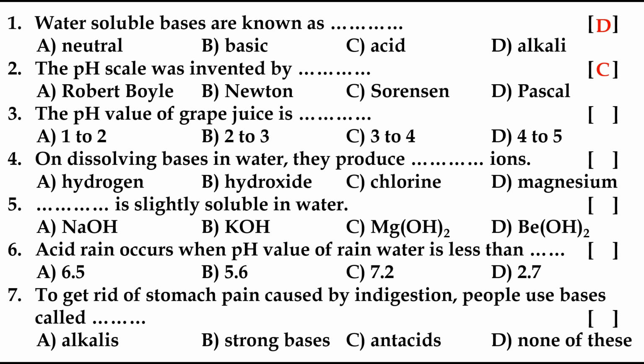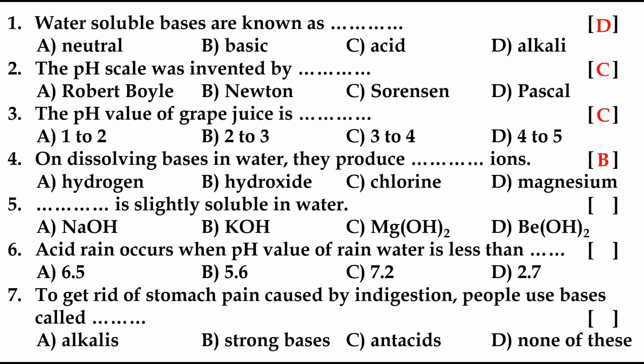Third bit, the pH value of grape juice is dash. A. 1 to 2, B. 2 to 3, C. 3 to 4, D. 4 to 5. Answer is option C, 3 to 4. Fourth one, on dissolving bases in water, they produce dash ions. A. Hydrogen, B. Hydroxide, C. Chlorine, D. Magnesium. Answer is option B.